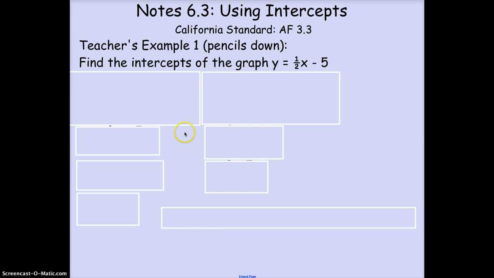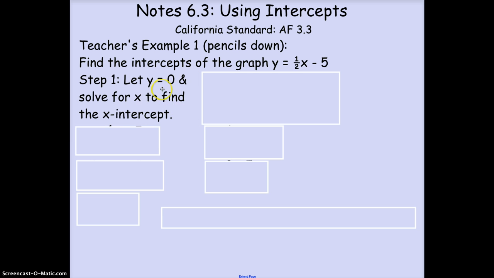So let's take a look at teacher example 1, pencils down. Find the intercepts of the graph, y equals 1/2 x minus 5. Step 1, let y equal 0 and solve for x to find the x-intercept. So remember, you're always making the opposite one 0, and this is where a lot of students get confused. They think for the x-intercept, the x needs to be 0. And remember, the x will be a number other than 0, y will be 0. So again, we're making y 0, solving for x.